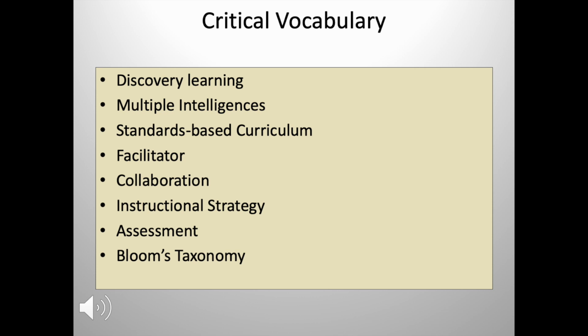Standard-based instruction is a teaching method that is based on standards or skill mastery. Facilitator is a teacher who does not operate under the traditional concept of teaching, but rather is meant to guide and assist students in learning for themselves. Collaborative learning involves students working in pairs or small groups to discuss concepts or find solutions to problems.